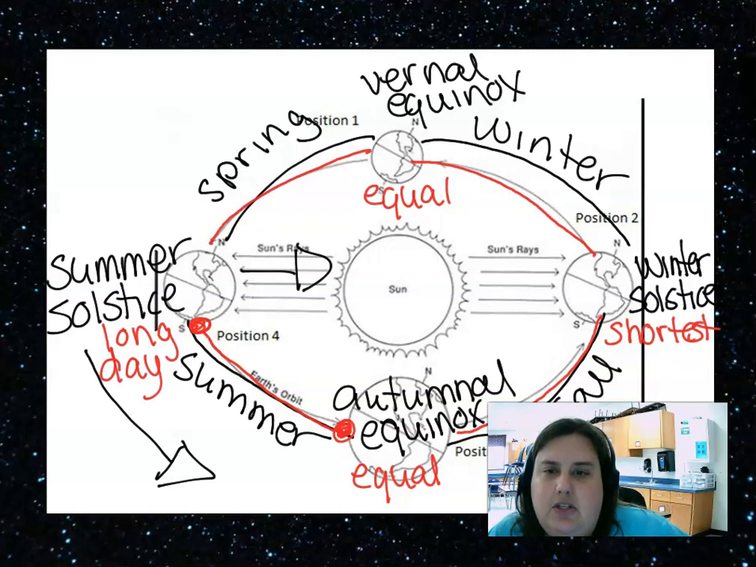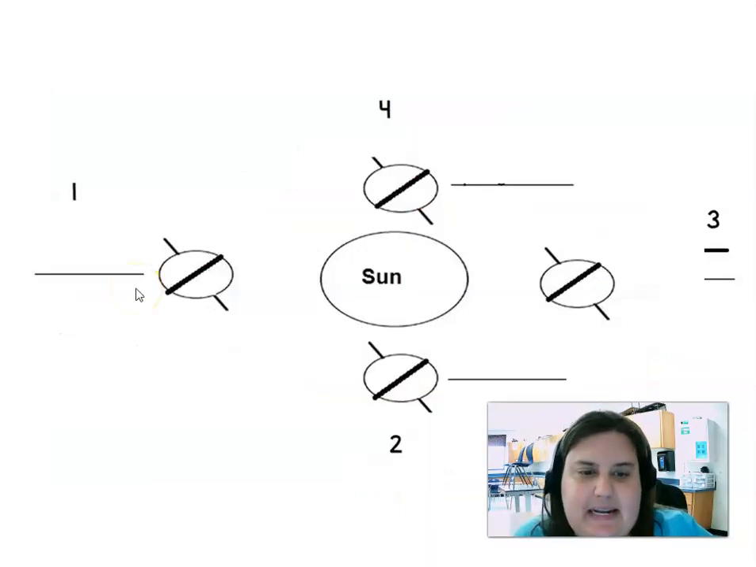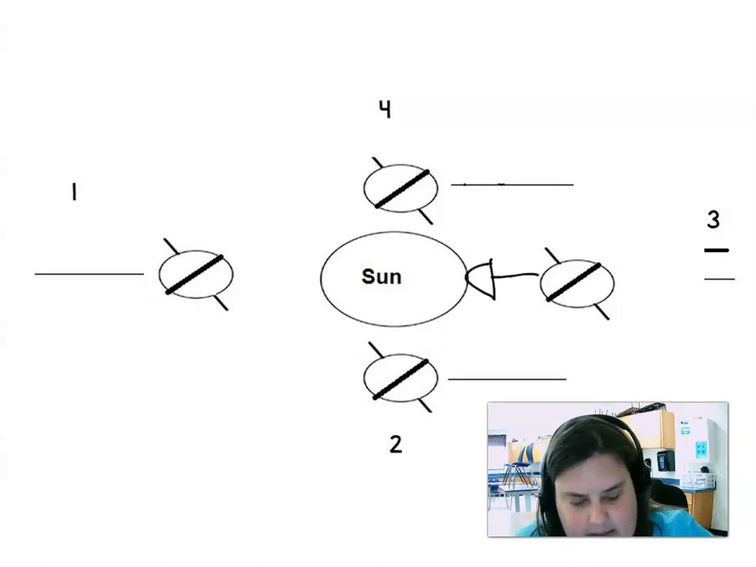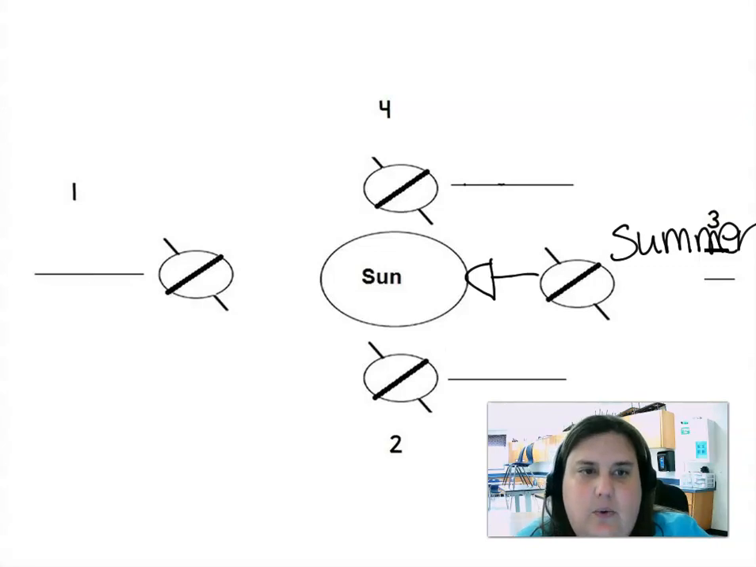Okay, so this is just one model that we're responsible for knowing. So this is going to be the second model that we're responsible for. And the only difference is that the Earth is tilted the other direction. So again, we want to find summer in the northern hemisphere. And we're going to look at tilt. So this particular Earth is tilted towards the sun. So this is going to be summer in the northern hemisphere.